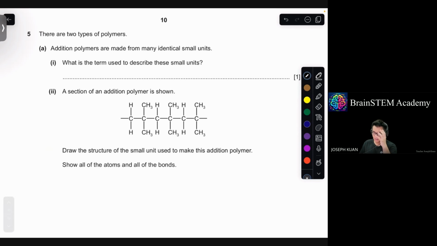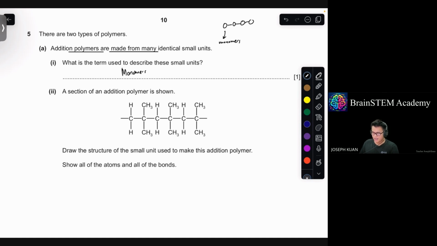Moving on to 5, there are two types of polymers. Addition polymers are made from many identical small units. 1. What is the term used to describe these small units? So polymers are made from monomers. Polymers are made from monomers.